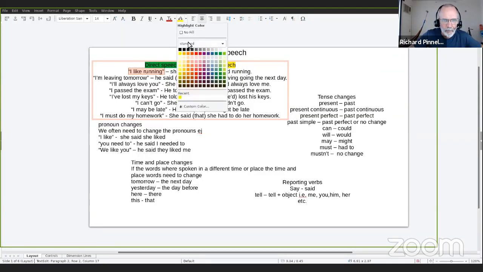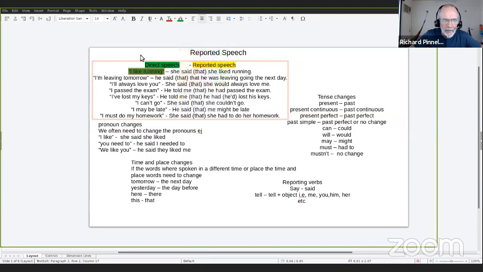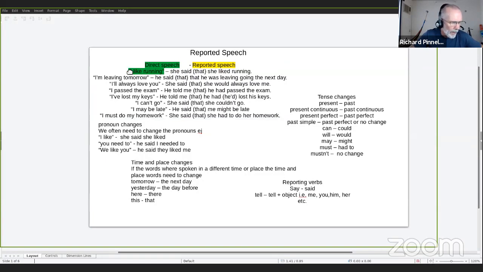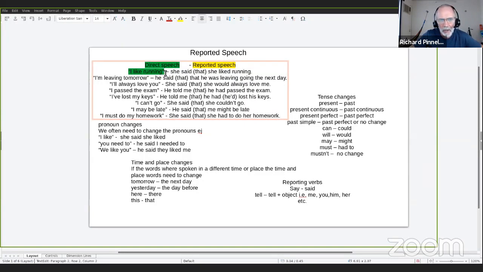It says, I like running. So notice the thing about the direct speech, first of all, is that it is contained within quotation marks or inverted commas. These two little things here indicate that these are the exact words spoken. This is what we mean when we say direct speech.